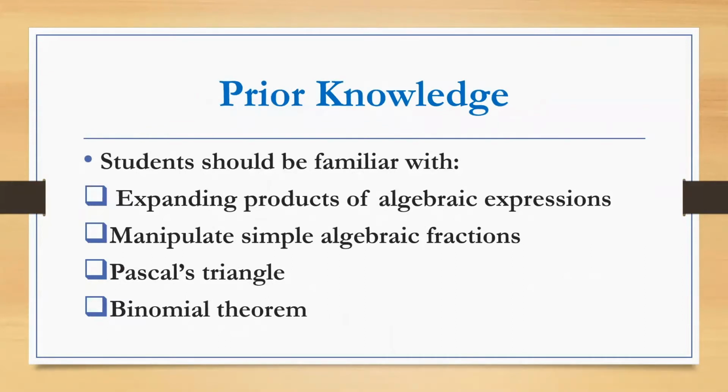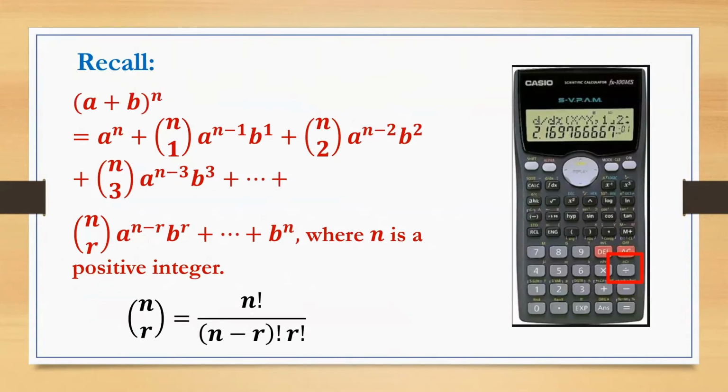The prior knowledge for this lesson: you should be familiar with expanding products of algebraic expressions and manipulating simple algebraic fractions. You should also know Pascal's triangle and the binomial theorem. You will remember that in the first lesson, we learned how to use the calculator to evaluate nCr, where nCr is equal to n factorial over (n minus r) factorial times r factorial. We have also learned about the binomial theorem formula.